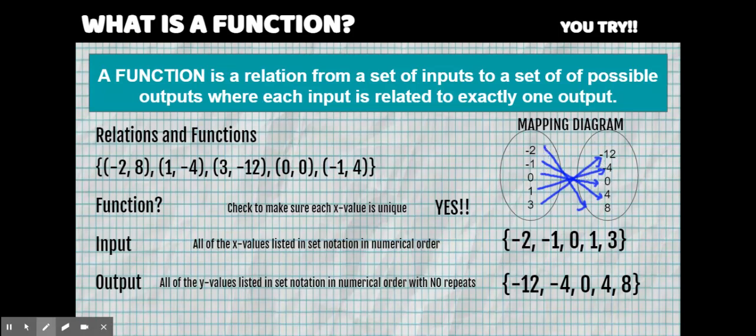But yes, now let's quickly check our mapping diagram for each of my input values. Do I have one arrow coming out of my input values? And I do. That means that this relation is a function, and that was correct off the top. Remember, you can quickly check by studying the x values within your relation and making sure that each of those are unique. That means they don't repeat. So if you have unique x values, you have a function. If you have repeating x values, you do not have a function. You only have a relation.